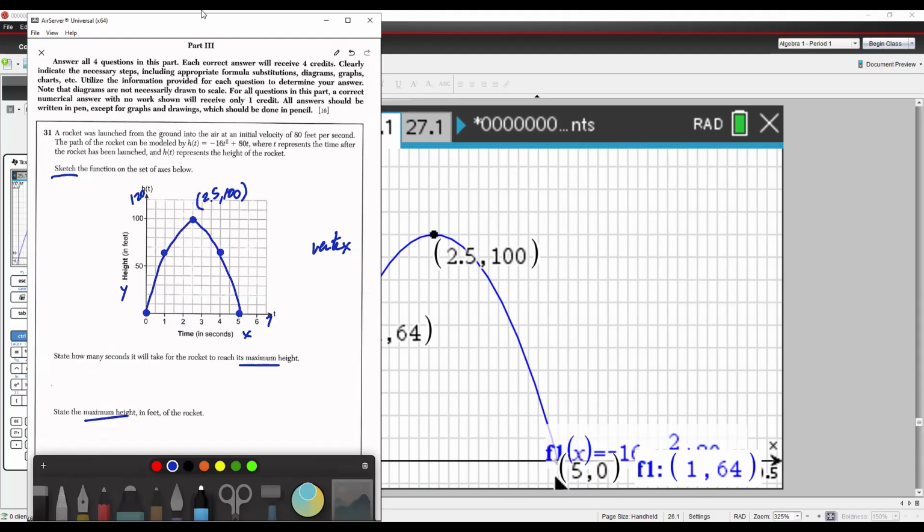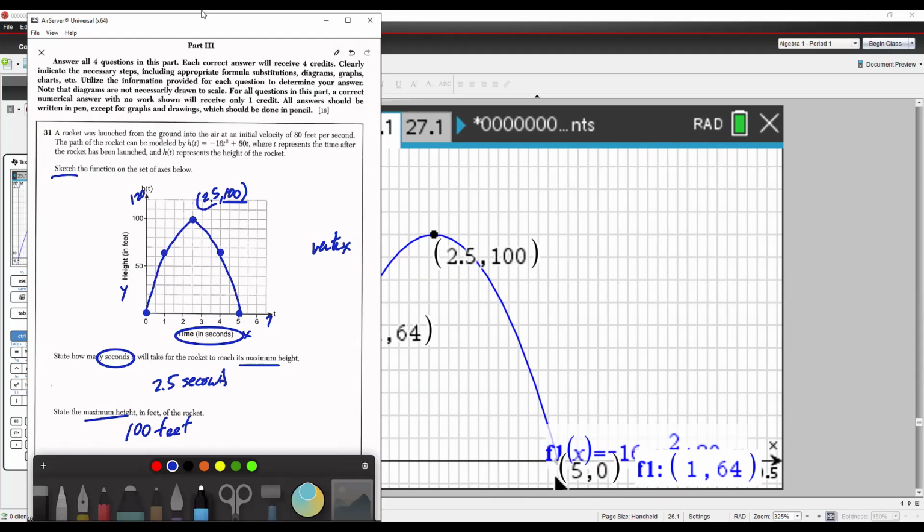So how many seconds will it take to reach the maximum? Well, seconds, it's going to be 2.5, so 2.5 seconds. And then what's the maximum height? Well, it looks like I reached 100 feet. That was the maximum height the rocket reached. Boom, done.